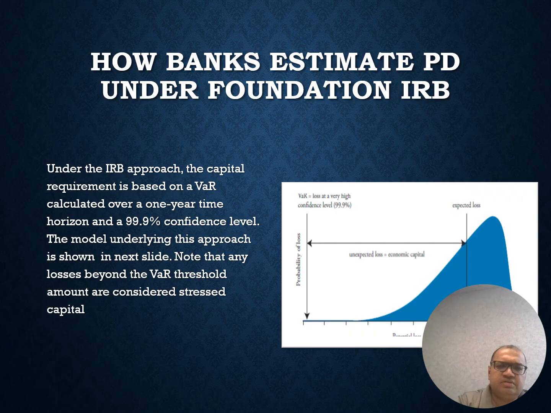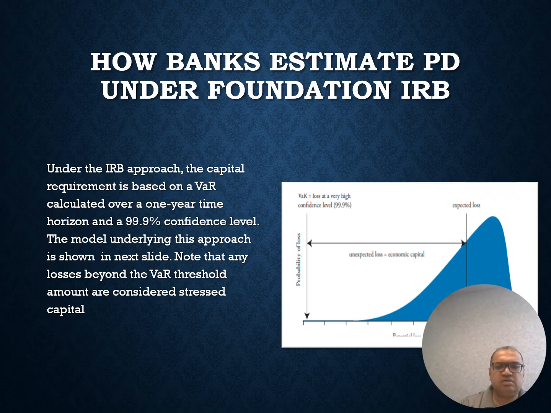For example, this is the slide that tells us how, if a bank is using the foundation IRB approach, it would measure the capital. As was told to you in the slide when I showed you this graph, banks use the worst case loss to calculate the capital. So under the IRB approach, the capital requirement is based on a VaR calculated over a 1 year time horizon at a 99.9% confidence level.